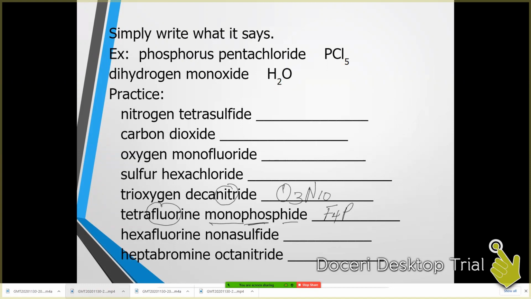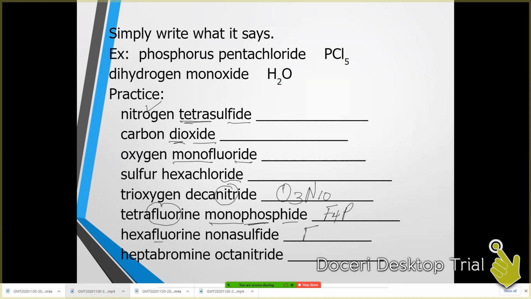Notice that all of the endings are "ide." The first element has stayed just like it is off the periodic table, no change in its ending. Always have a prefix on the second element. Don't have a prefix on the first element until you have more than one. And so you should never be writing anything that starts with mono, the whole name that starts with mono.